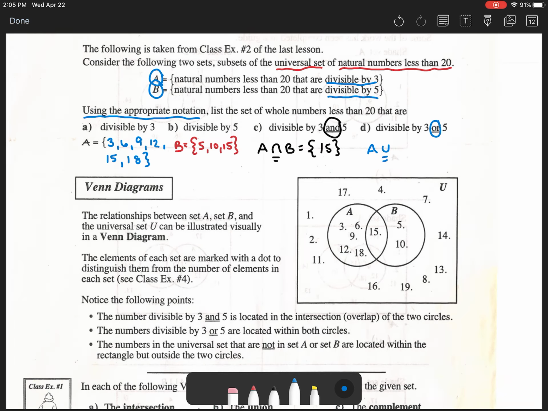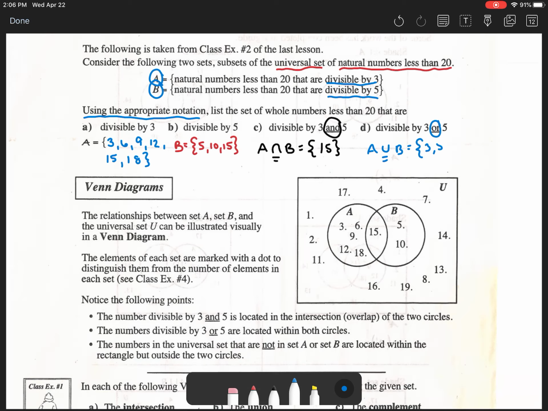In the fourth one, divisible by 3 or 5, so there's that connecting word or. Again, I notate it properly. So A, there's the symbol or notation for or, B is equal to, now remember in or, we are discussing the values that are inclusive, meaning they can belong to one group or the other group or both. So when we see or, we want to put all the values that are in 3 and 5 divisibility. So I combined set A and set B for or.